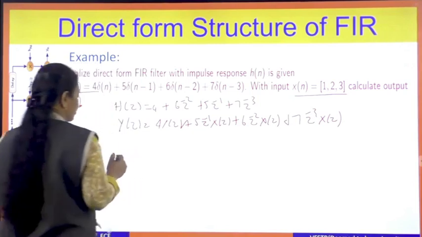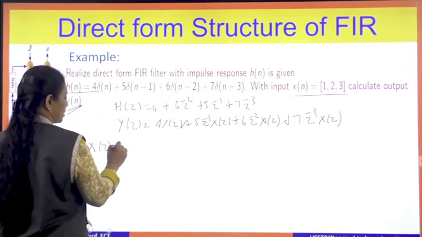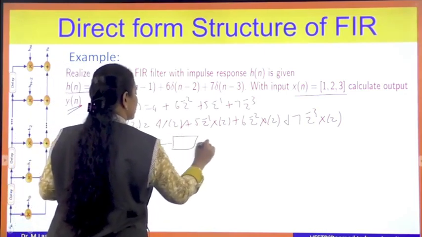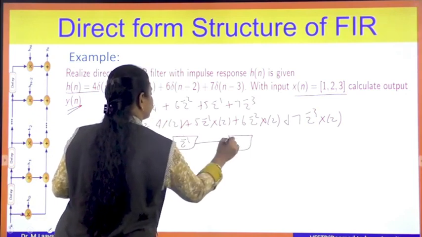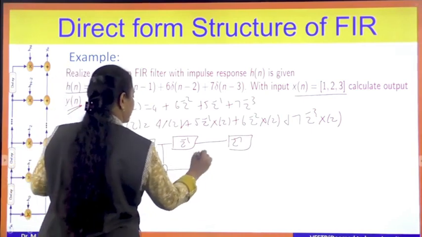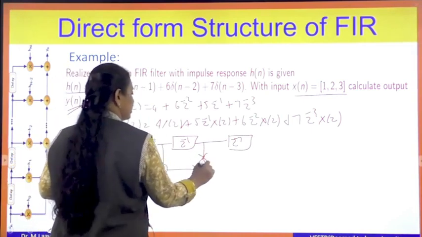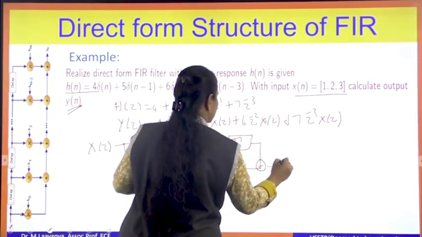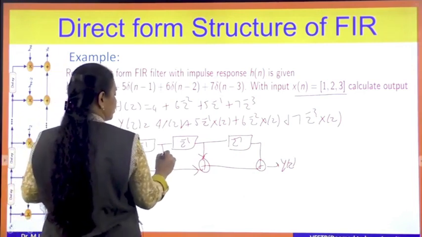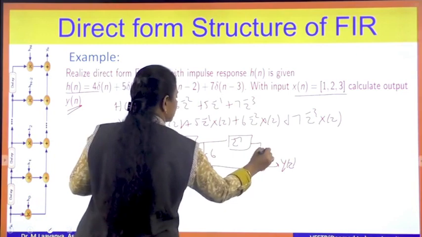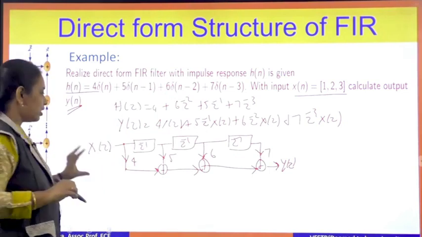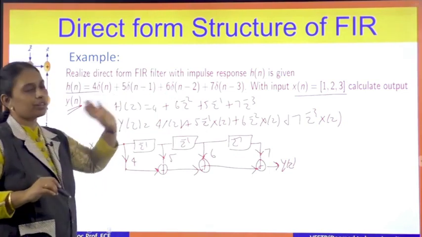So if I draw the structure for this, I will have x of z, delay it. How many delays? 3 delays. Here it is added, and again here it is added. Finally we are getting the output y of z. So what is my multiplier? 4, 5, 6, 7. These are my multipliers. So this is my structure without knowing what is the input of x of n.